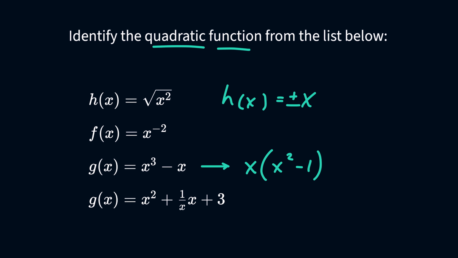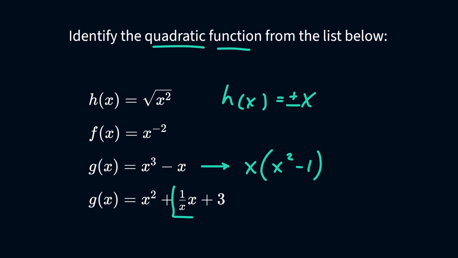So last but not least, I'm going to take a look at this function. Now, by process of elimination, this would basically be the answer. But why is this the answer? Well, I have x squared. So that's a good start. But now over here, I have something that looks a little strange, right? And these are meant to be challenging. Now you might say, well, wait a minute, this x is in the denominator. That's a problem. X cannot be in the denominator.